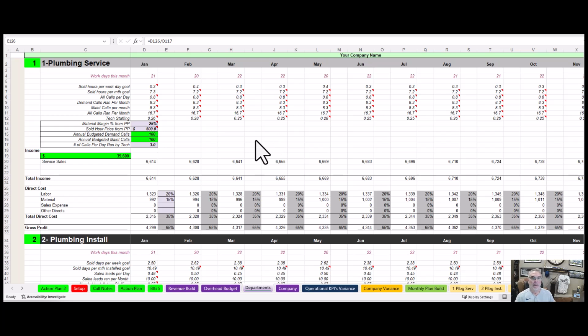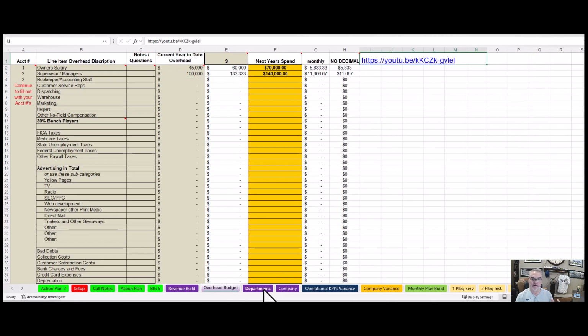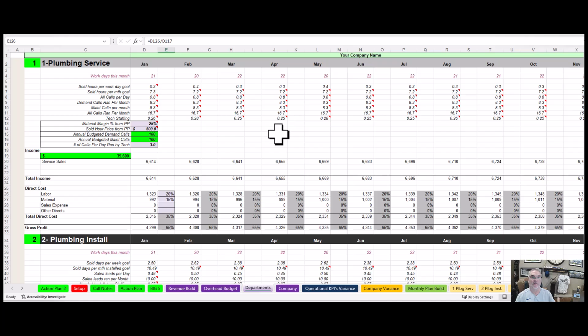Department tab. We've gone through all the way up to here. Now we're on the department tab. We've got a lot more to go. But each one of these tabs is going to have a link in it, like this one here. This will have a link based off of what I'm talking about right now.